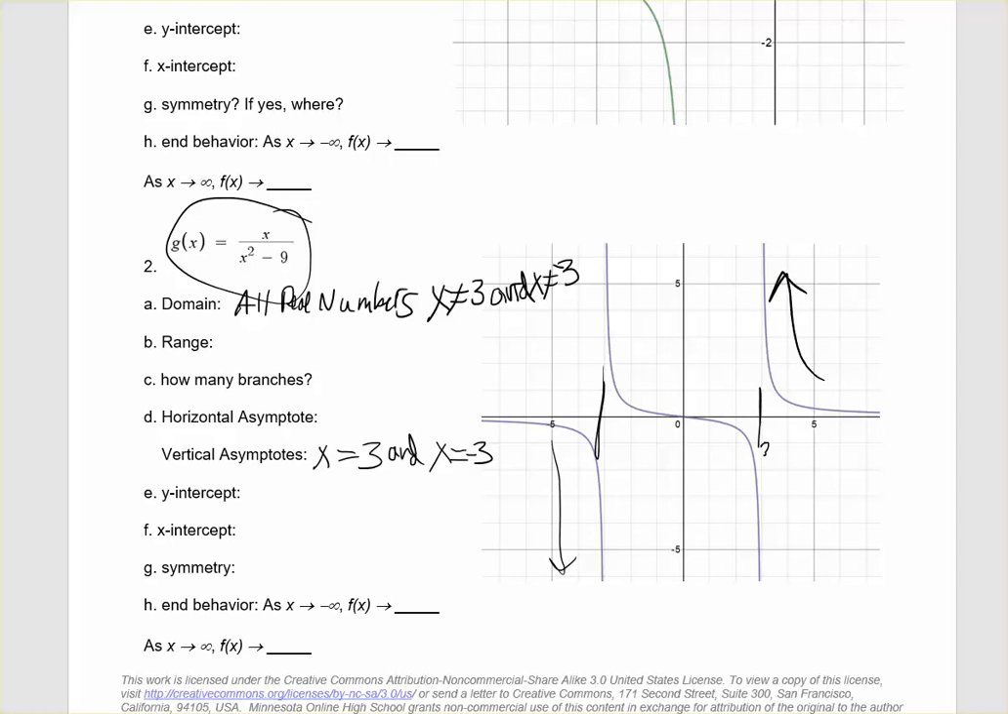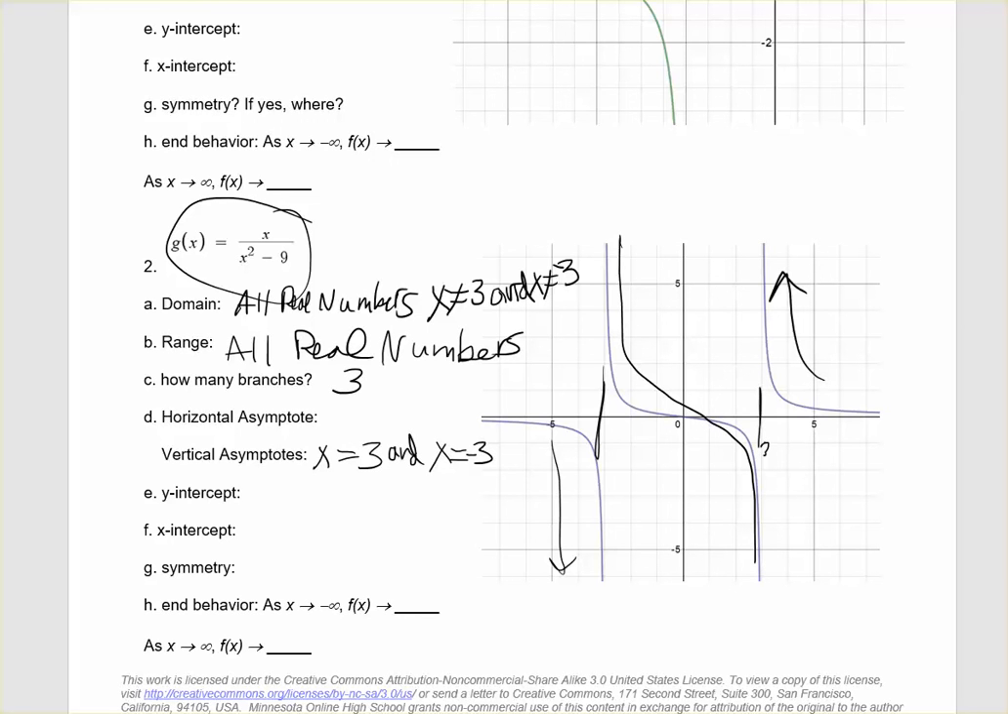The range is everything positive, everything negative, and this one, because it is a continuous branch, I guess you'd call it, the range can be all real numbers in this one, which is unusual for a rational function. This one, like we talked about, has 3 branches, also unusual.